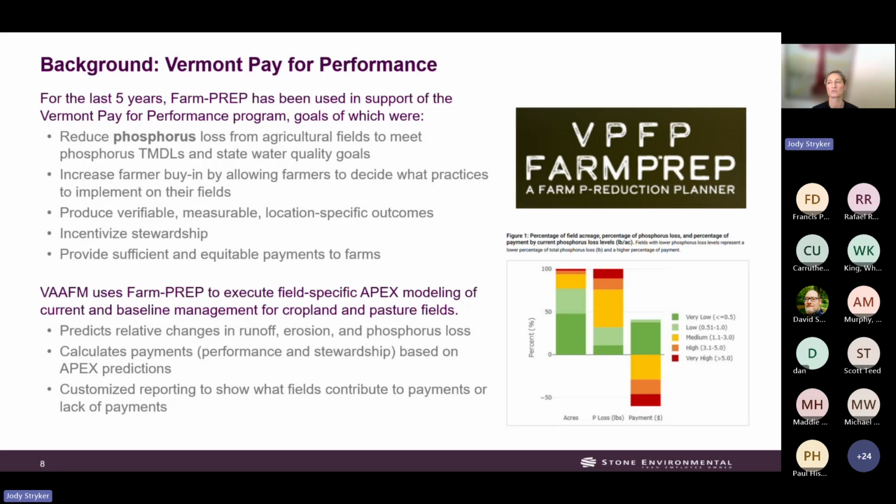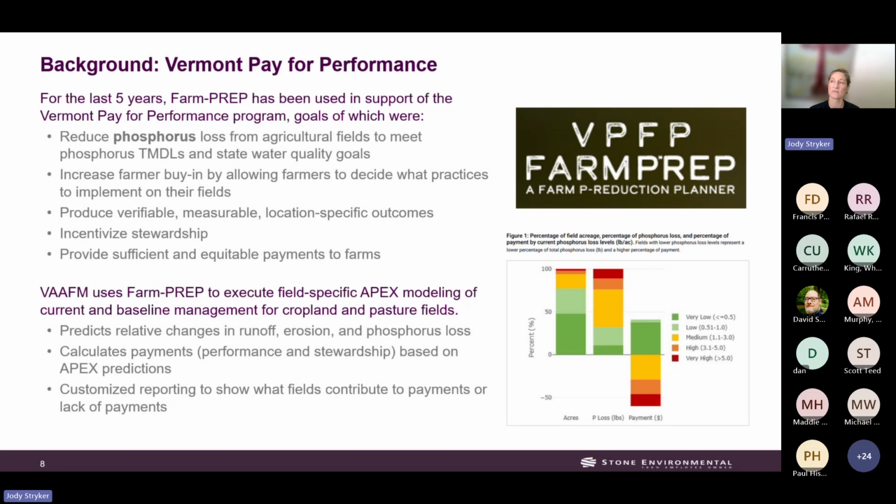So the Agency of Agriculture uses Farm Prep to execute field-specific Apex modeling of current and baseline management for cropland and pasture fields in Vermont, where the tool predicts relative changes in runoff, erosion, and phosphorus loss. The tool calculates payments, both for performance in terms of reducing phosphorus loss in comparison to that baseline, as well as an additional stewardship payment. And the tool provides some customized reporting to help communicate performance and payment outcomes to farmers, as well as technical service providers and agency staff.